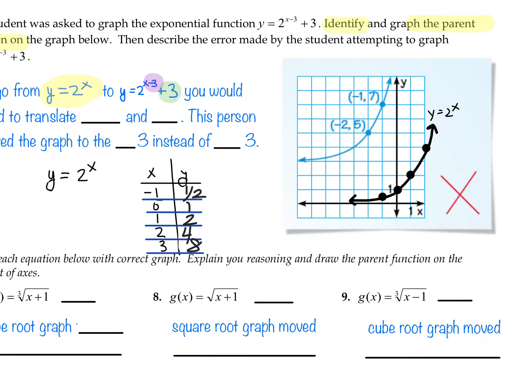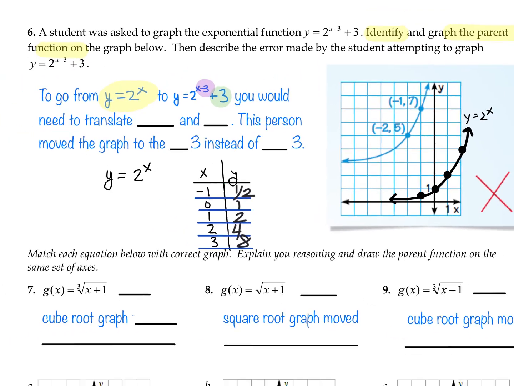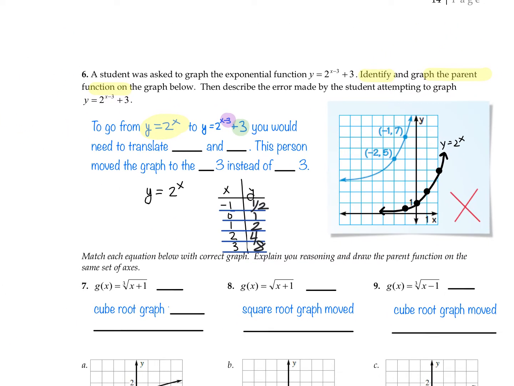So, notice that our points here, our whole graph kind of shifted up and to the left. However, that's not correct. We have to find the error. So it says to go from y equals 2 to the x to y equals 2 to the x minus 3 plus 3, you would need to translate.